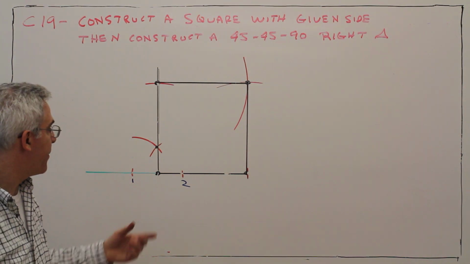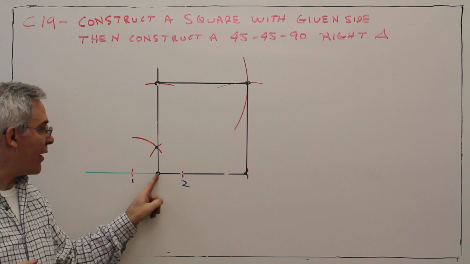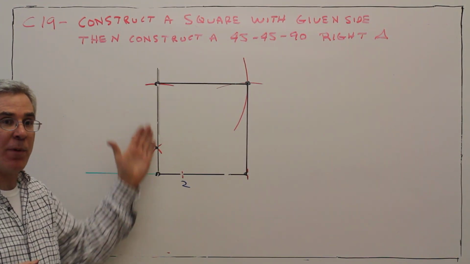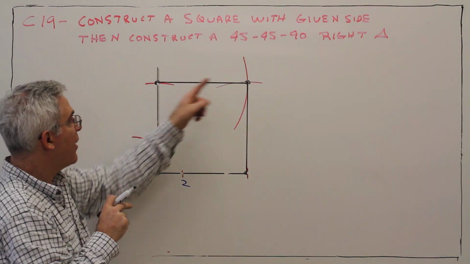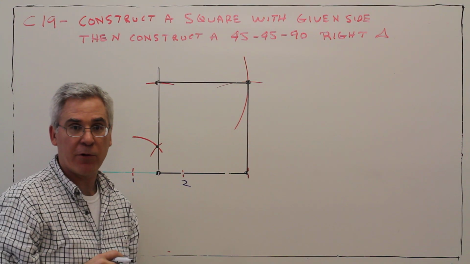To review, extend one side, force this point to be the midpoint by arcing each way, construct the perpendicular bisector. This distance and this distance are the same. And then for that last point, just arc from one vertex and the other vertex.